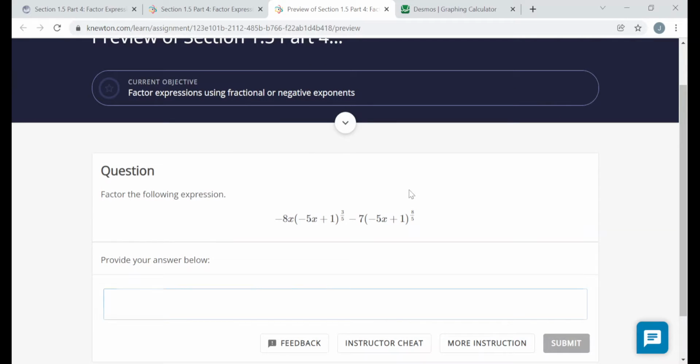Okay, so let's get started here. The first question. Again, it's on factor expressions using fractional or negative exponents. So we're seeing this expression here, negative 8 times x times the quantity negative 5x plus 1 to the 3/5 power, a fractional power, minus 7 times the quantity negative 5x plus 1 to the 8/5 power, another fractional power. So I'll write this out and talk about factoring it.